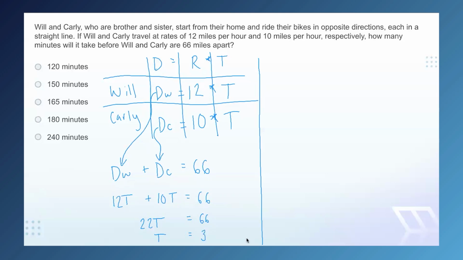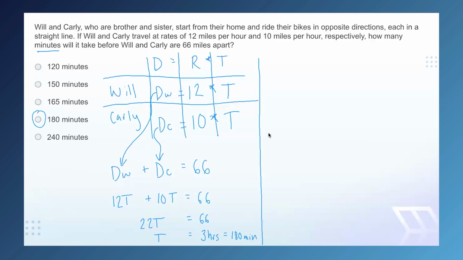Now, we've been working with miles and miles per hour, so this answer is in hours, but we are looking for the answer in minutes. So multiplying by 60 gives us 180 minutes, or answer choice D. Now, this isn't too bad. Sure, it's several equations, several variables, but it's all pretty simple. But let's try the combined rate method.